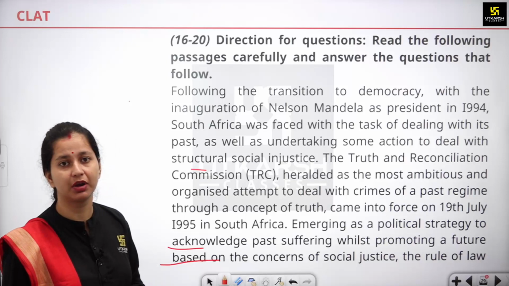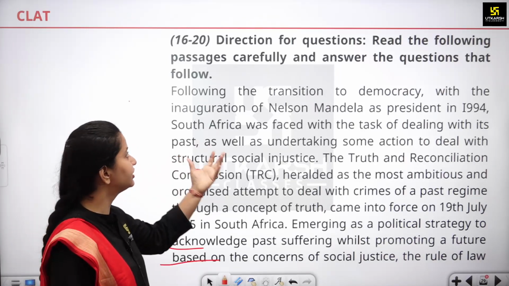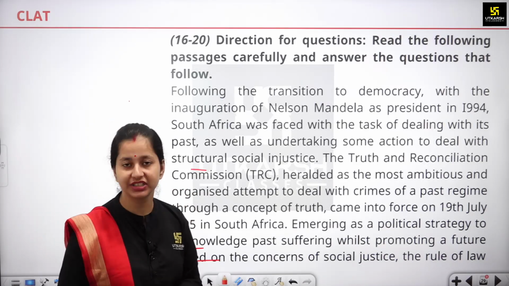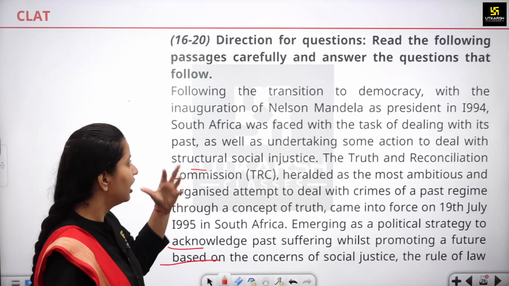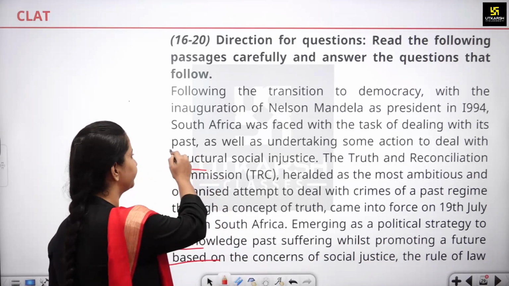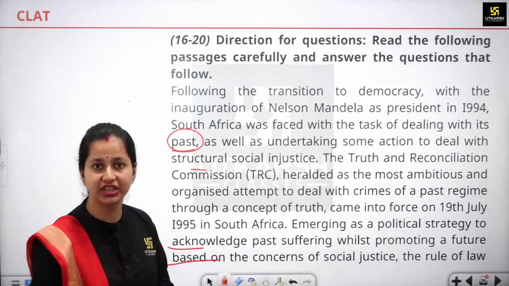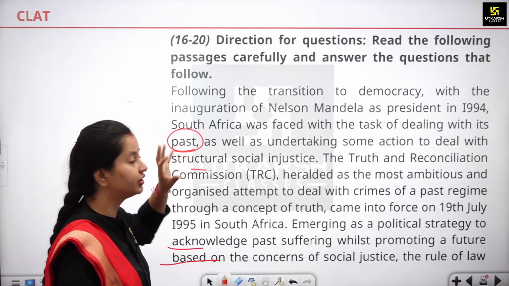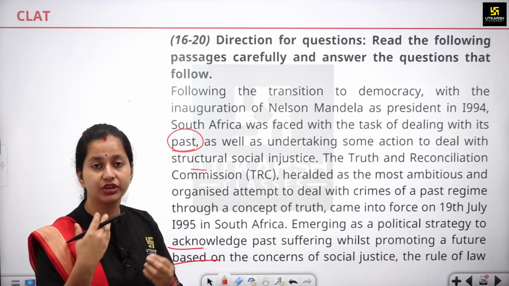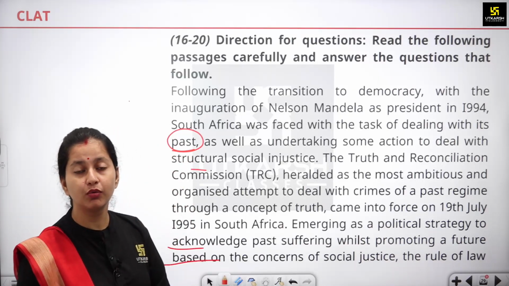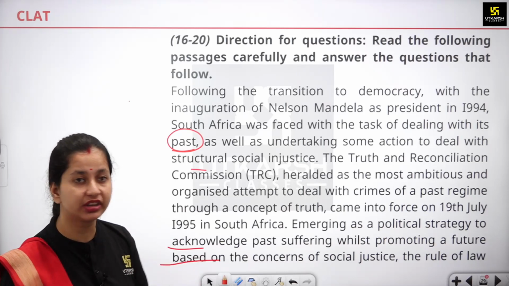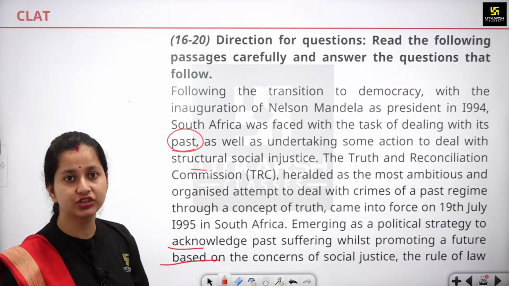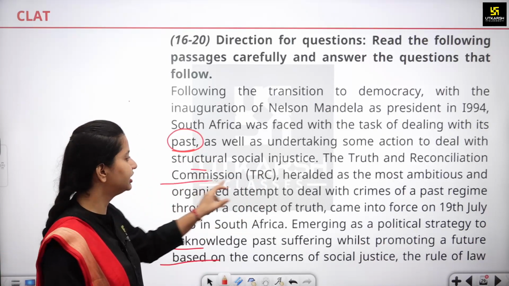So what is this passage about? The passage is saying that after a transition to democracy, with the inauguration of Nelson Mandela as president in 1994, he had to deal with its past, meaning the racism that was prevalent at that time in Africa. So in order to deal with those people who suffered because of this particular thing, he framed the Truth and Reconciliation Committee.